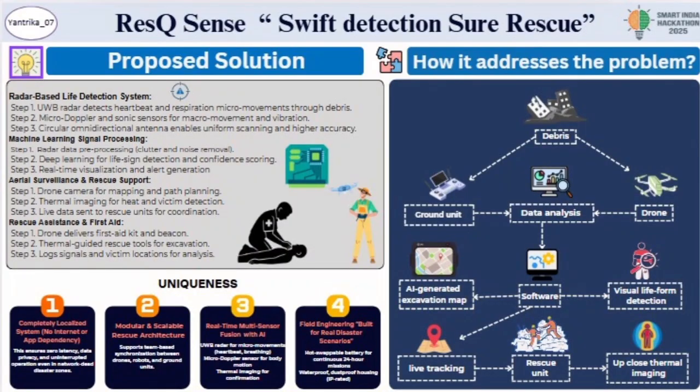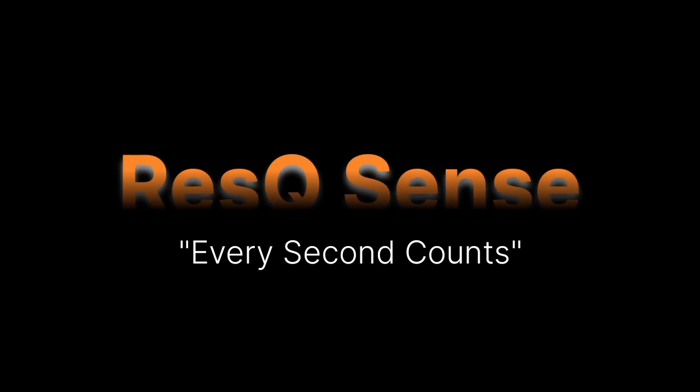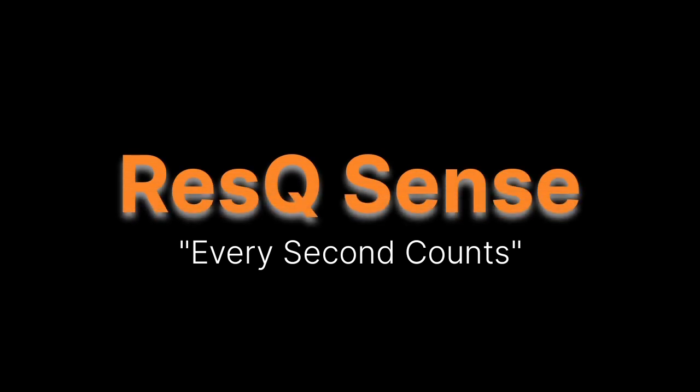In conclusion, our radar-based live detection system represents a step towards smart, independent, and AI-integrated rescue technology. It ensures that every second counts, helping save lives faster, safer, and more efficiently during disaster operations.